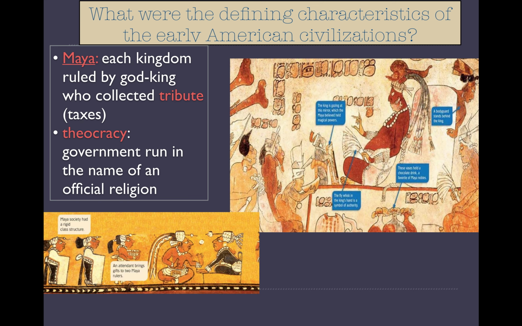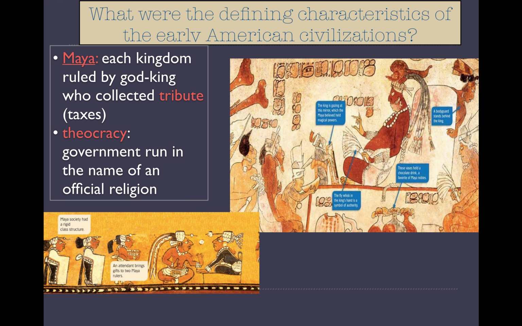Each of those city-states, each kingdom there, was ruled by a god king, so the king was believed to be a god and have special connections to the gods, who collected tribute. That's a good term to know. You see in red here that those will all form on the left, and the right-hand side will have our definition. That tribute is taxes that people would pay to the king that then would be used to support not only the king, but the kingdom itself.